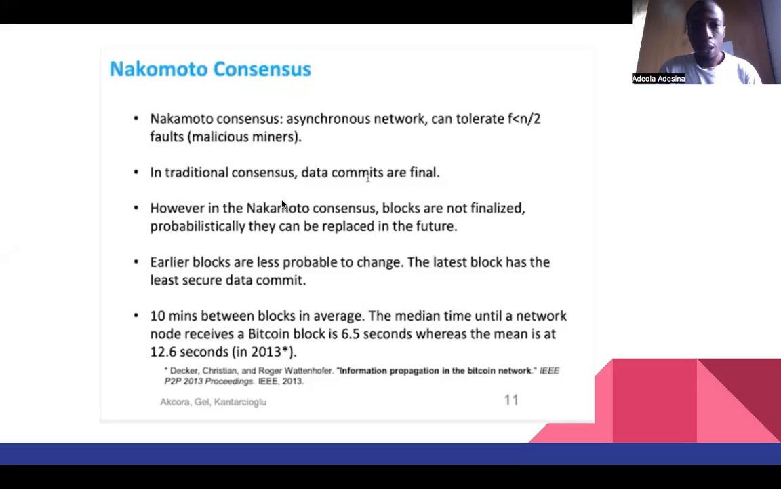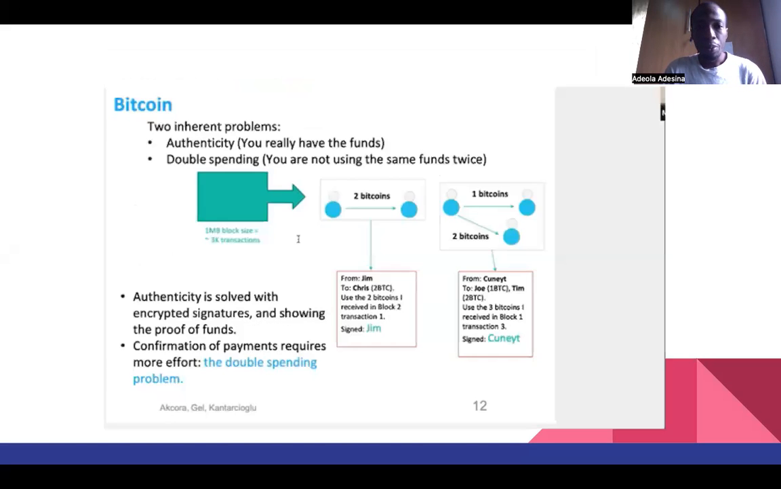by, in traditional consensus, data commits are final, but in Nakamoto consensus, blocks are not final and they can be replaced in the future. Earlier blocks are less probable to change, and there are 10 minutes between blocks on average. The median time is 6.5 seconds, the mean time is 12 seconds. And so this is all just basics about Bitcoin consensus model.